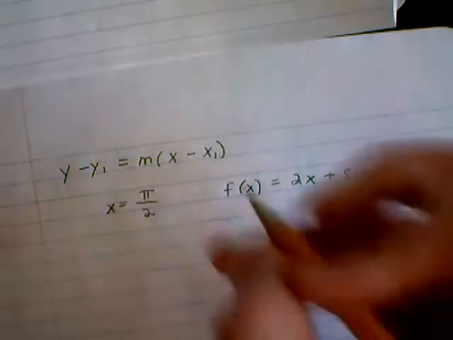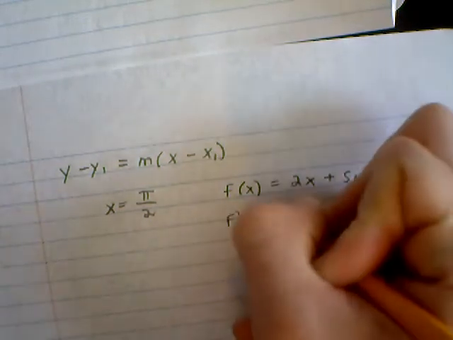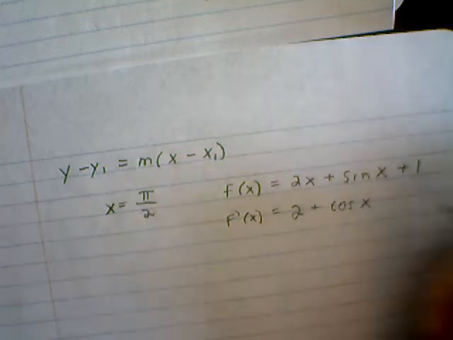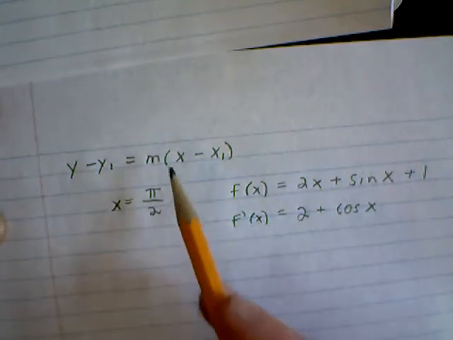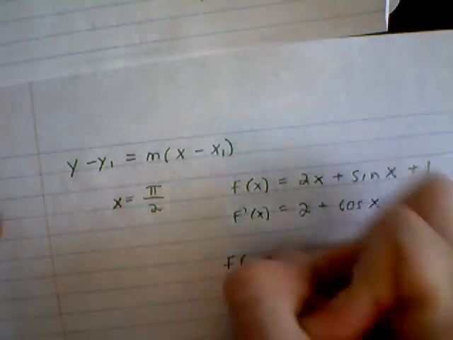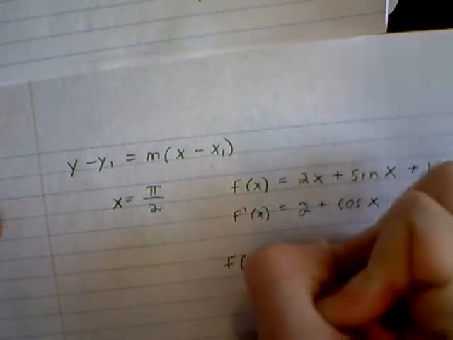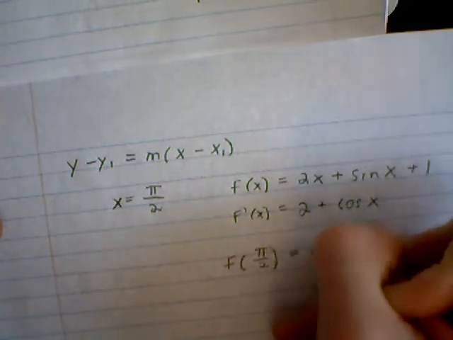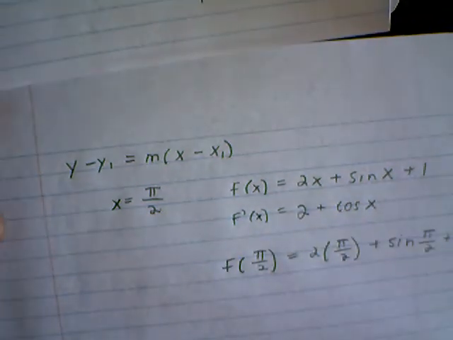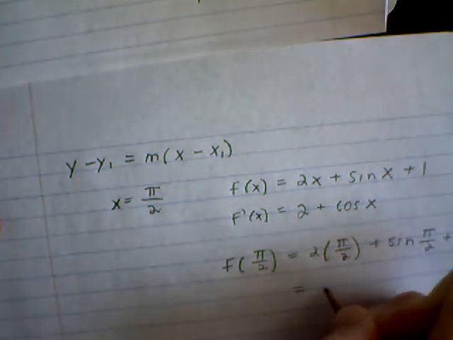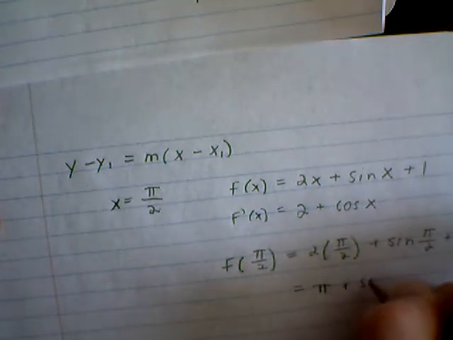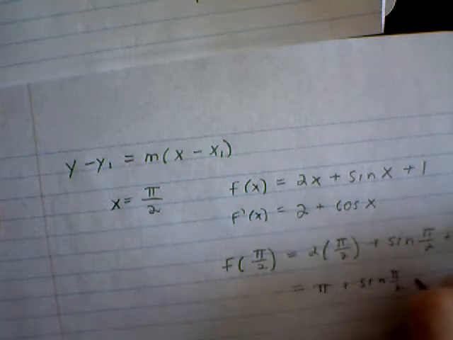So now my derivative was 2 plus cosine of x. I'm going to use my derivative to find my slope, and my f of x to find my point. So let's find f of pi over 2. I'm going to have 2 times pi over 2 plus sine of pi over 2 plus 1. That's going to give me pi plus sine of pi over 2 plus 1.